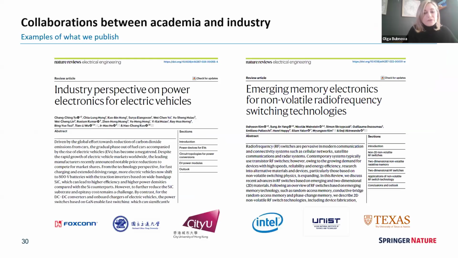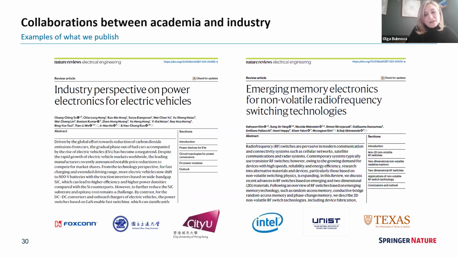So here are some examples. For example, we have published, this is a hybrid type of authorship, a very nice review on power electronics for EV. And that was initiated by Foxconn. You know that Foxconn is very famous for being the main supplier for Apple, for example, but now they're sort of switching their profile and they are really redirecting their attention towards EV business.